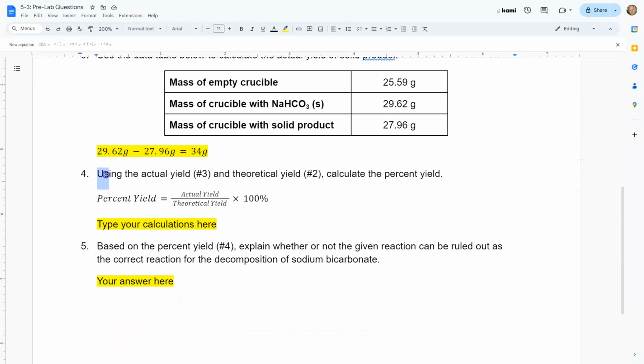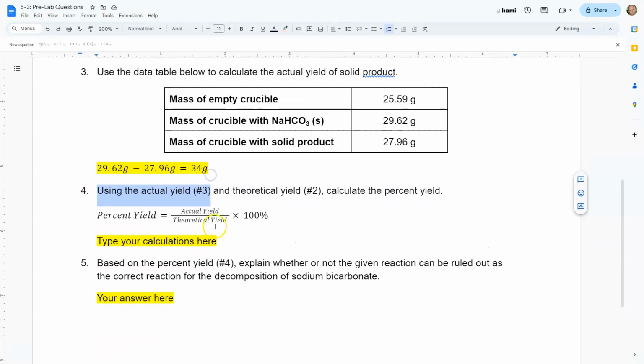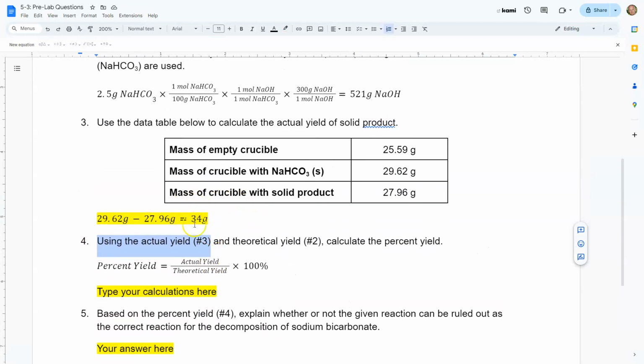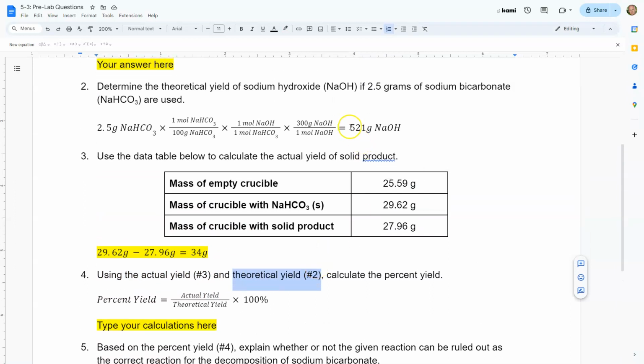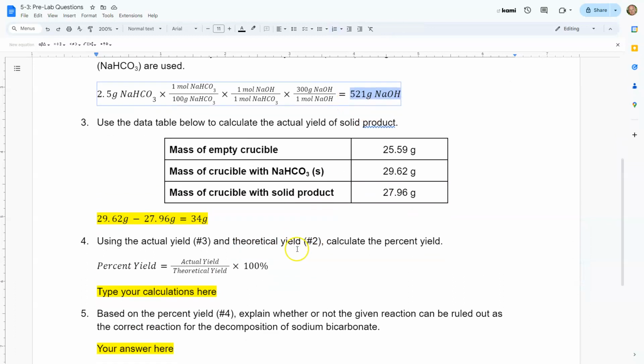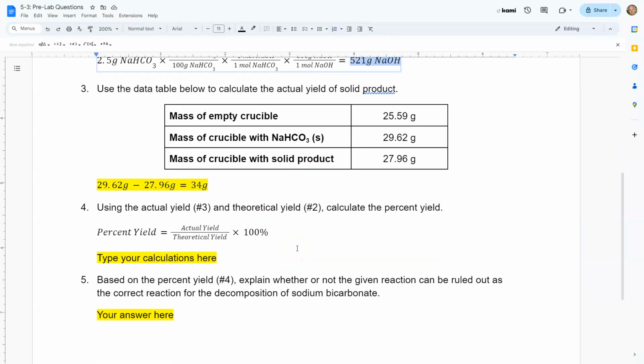All right, number 4 says, using the actual yield, number 3, so here's our actual yield, 34, and the theoretical yield from number 2, so I got 521 grams, calculate the percent yield. And I just want to remind you again, I'm just making up numbers. Do not use my numbers because they will be incorrect. Okay, so let's type in some values here.